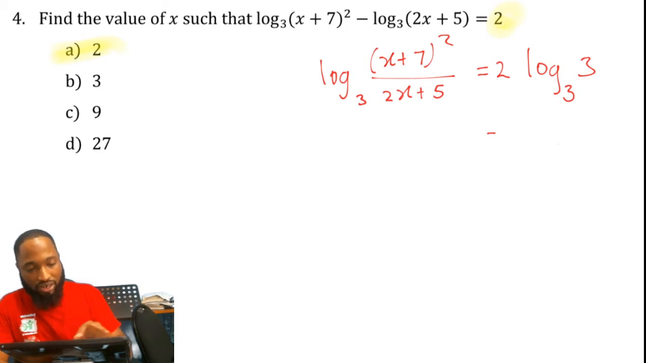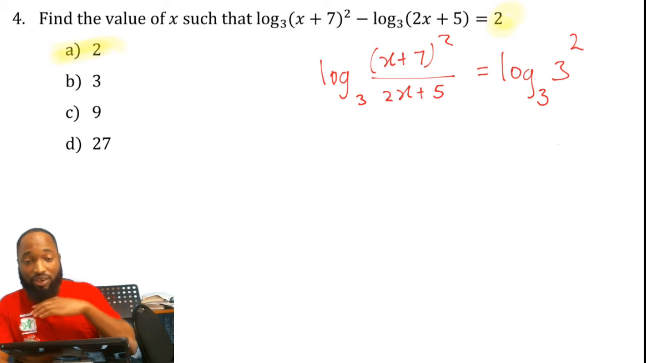I'm going to do it in one line. You'd actually have to write over a line. But I could just grab that 2 and send it up there, because if this 2 could go down here, it could come back up there. Right? That's the rule of logs. So now I could drop off logs.